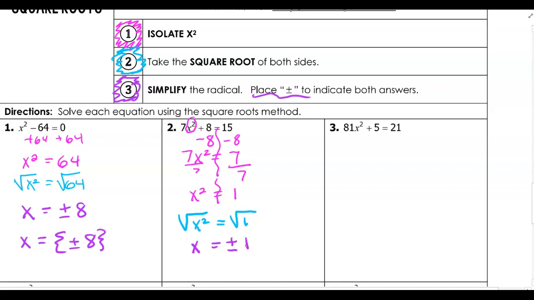The reason for that plus or minus is because I can plug in a positive 1 and square it and get 1, or I can plug in a negative 1 and square it and also get 1. So that's why we have those two answers.